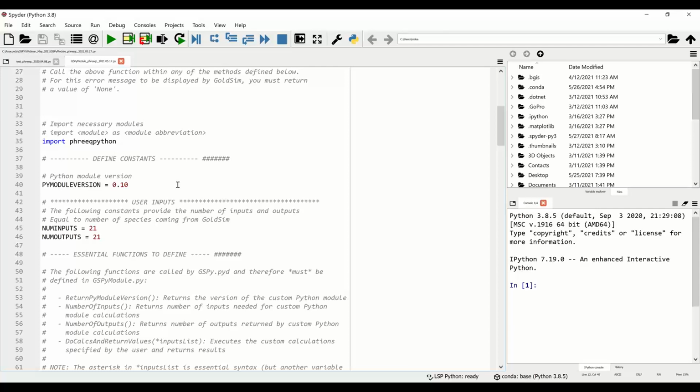There's not a lot of documentation that comes along with that installation. So the best thing to do is actually open up the source code for that, and then you can see all of its functions.